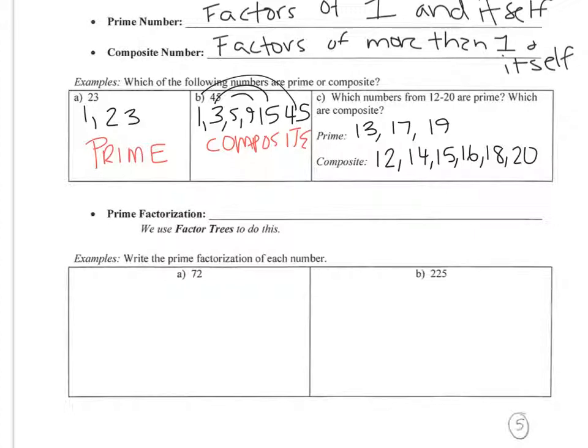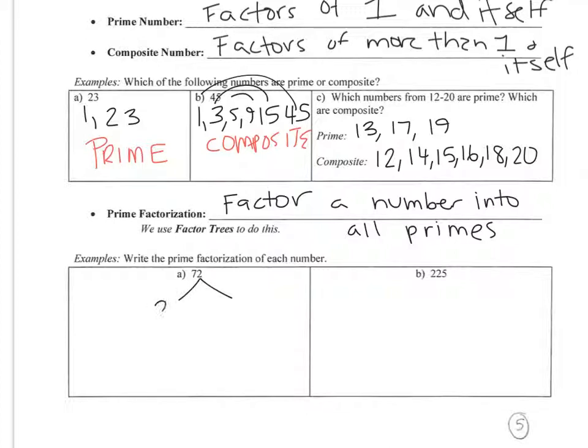The prime factorization is when you factor a number into all primes. So how you do that is think of two numbers that go into 72, that when you multiply them you get 72. Well, I can get 2 times 36. So now I'm going to circle the prime number that's at the end of my root. I call these the roots.